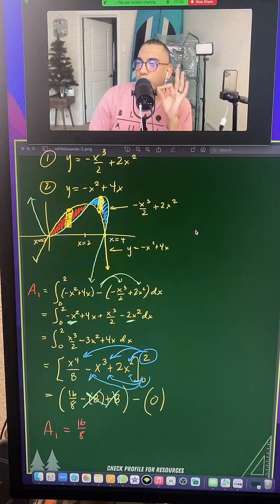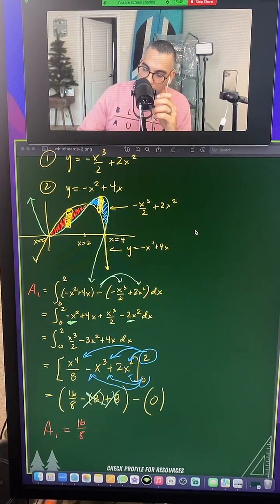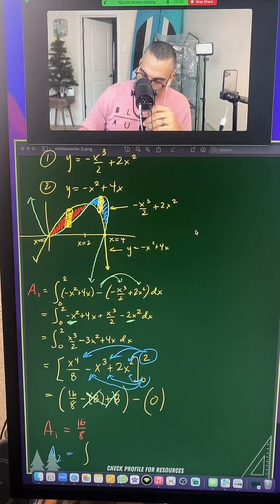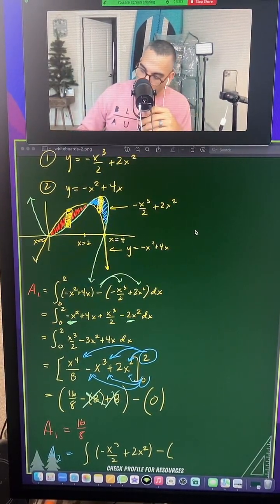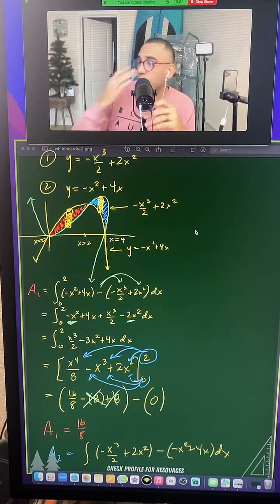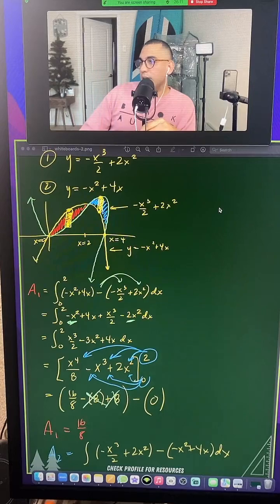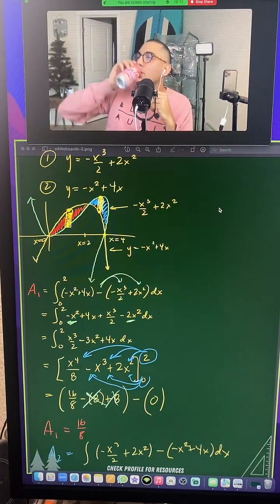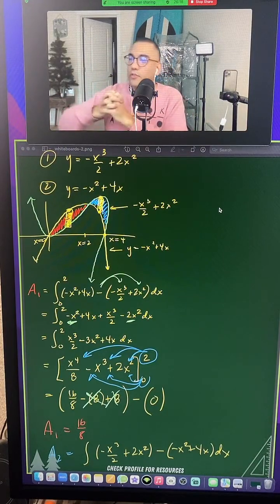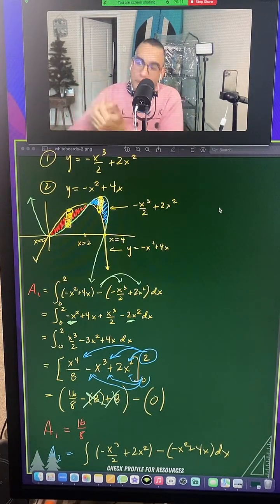Okay, before I even make this smaller, let's just go ahead and set up our second area. So remember, this is just a little different. This is now the top equation, which is the cubic one. So this is negative x cubed over 2 plus 2x squared minus the bottom function, which is a quadratic, negative x squared plus 4x. And what are the parameters for this one? Who can tell me the parameters? Two to four. Let's go, man. We got some smart people on here.